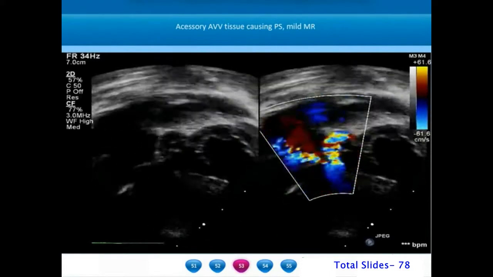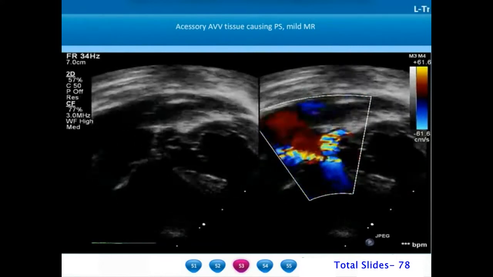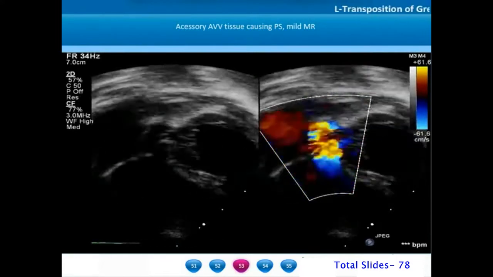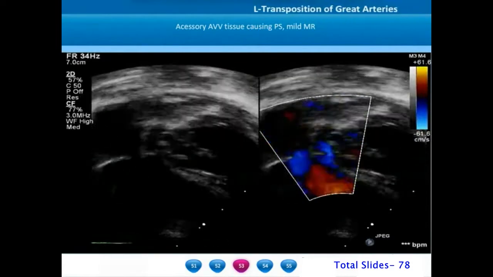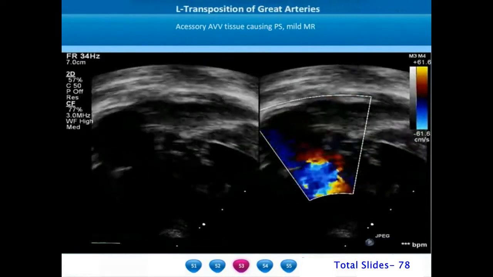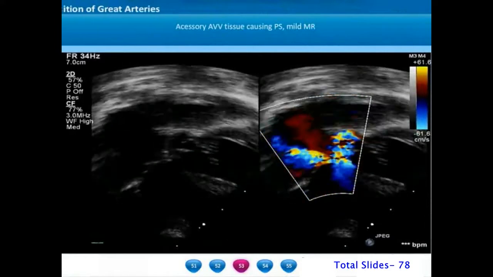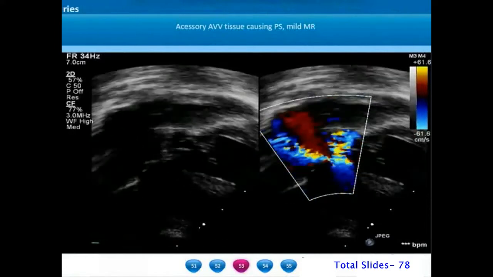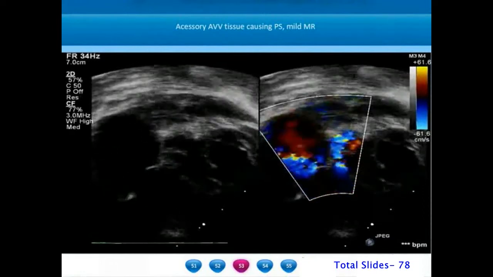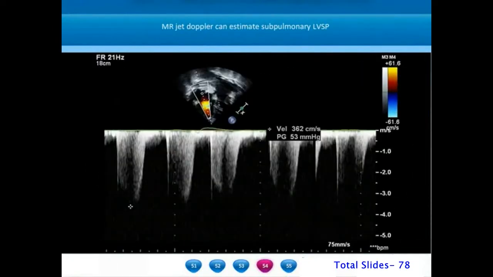Sometimes the left ventricular outflow tract obstruction can be caused by accessory AV valve tissue from the mitral valve, which causes a mitral regurgitation as well as a subvalvular pulmonary stenosis. If we interrogate the mitral regurgitation jet by Doppler, we will get a rough estimate of the left ventricular systolic pressure.